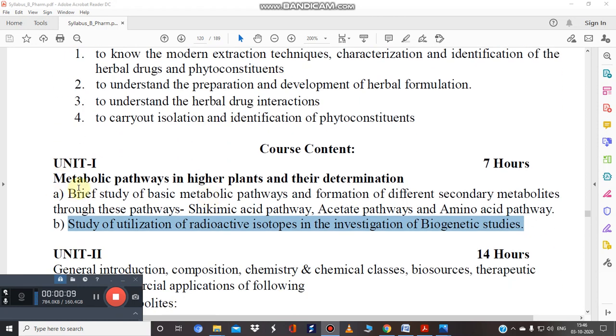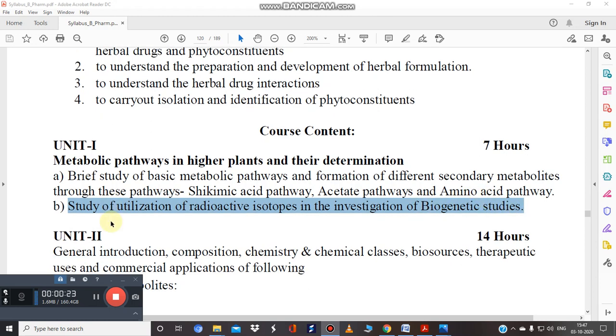So we have started unit number 1 and we have covered this first part. It is the study of the basic metabolic pathways, in which we have covered the shikimic acid pathway, the acetate or mevalonic acid pathway, and the amino acid pathway. Now the second topic of unit number 1 is the study of utilization of radioactive isotopes in the investigation of biogenetic studies. So how will we use these radioisotopes in the investigation of these biogenetic pathways?